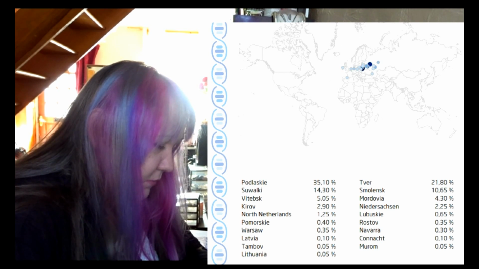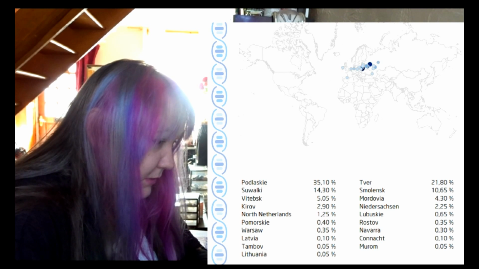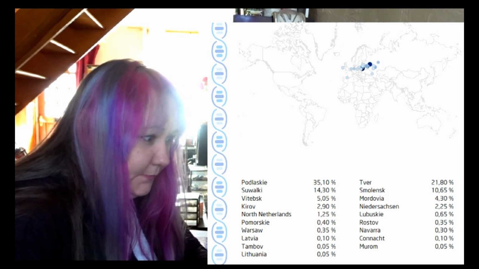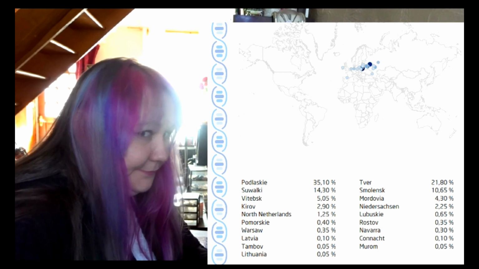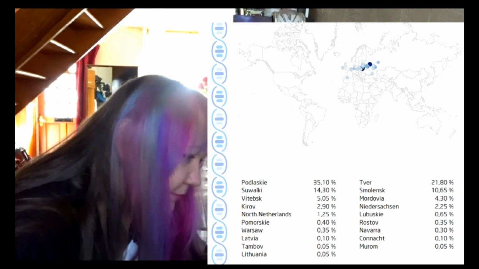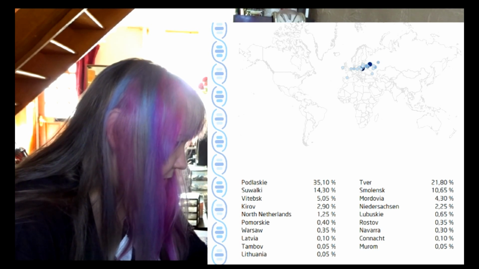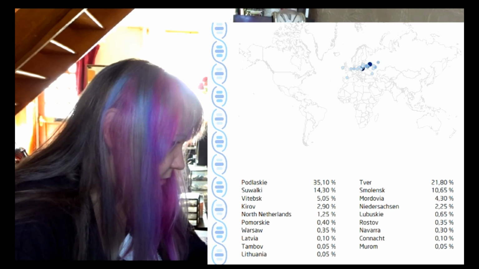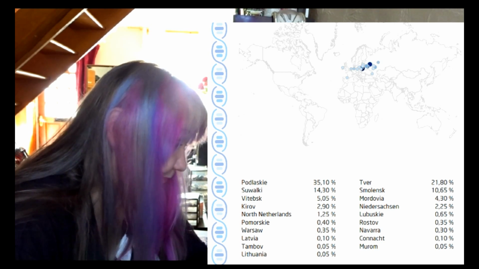Smolensk, it's also not so far away from Latvia. Mordovia, this one is interesting actually, 4%. And you know what? It seems that I have more percent from Mordovia than from Latvia. Okay, what is Niedersachsen? Well, it's again part of Germany. I think it was somewhere also in the north, the more northern part, if I'm not wrong.